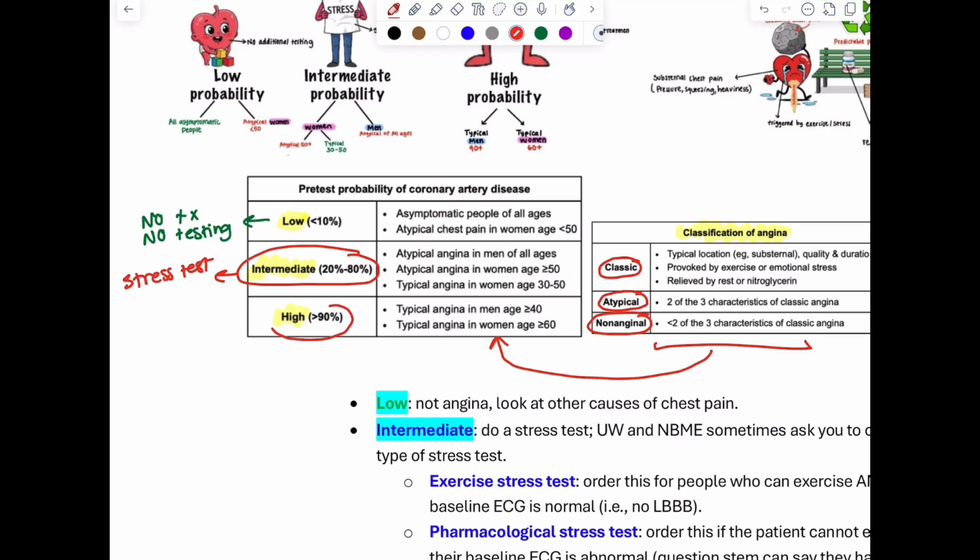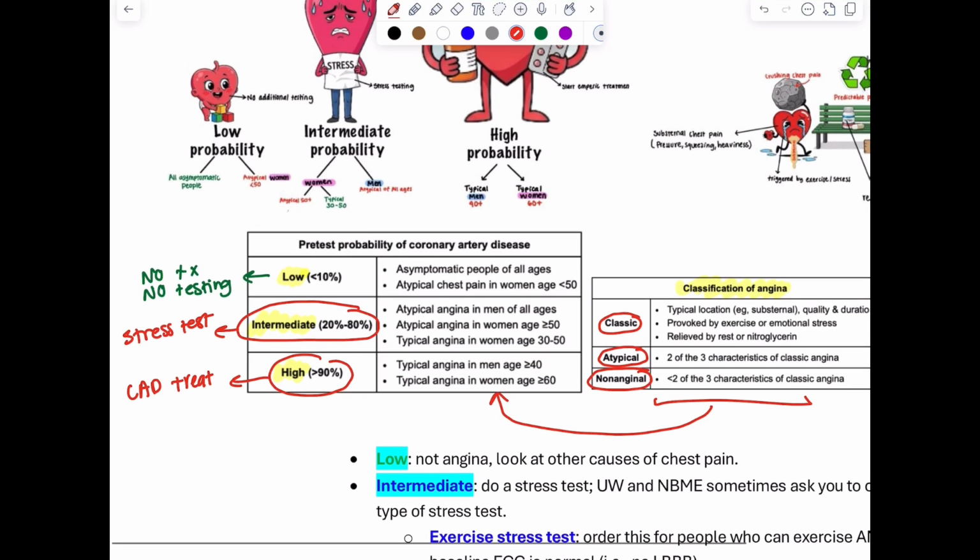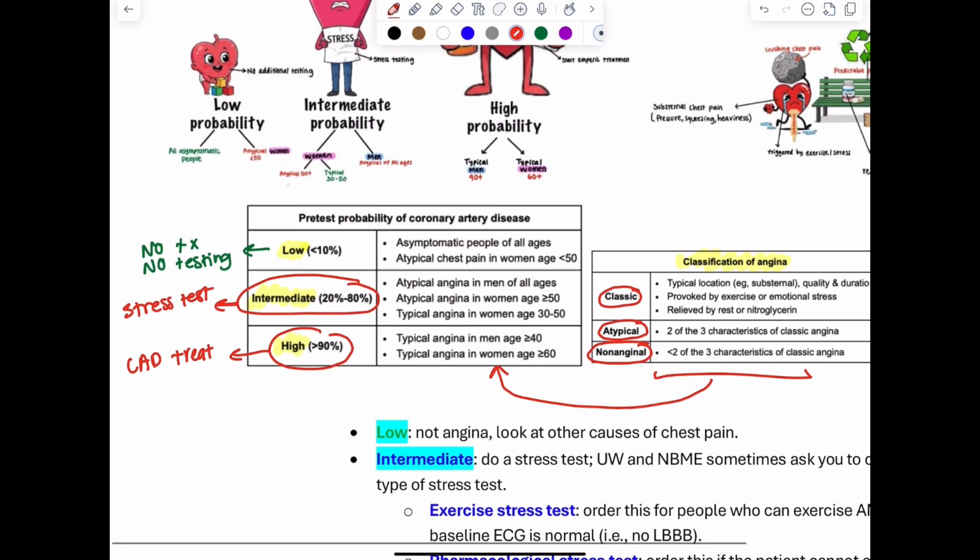Someone who has a high probability, you go straight up to coronary artery disease treatment. This just means that they're most likely having coronary syndrome, and you need to treat them, giving them medications. But if it's intermediate, you're really not sure if they have coronary disease. So you do stress testing to figure out if they have it.